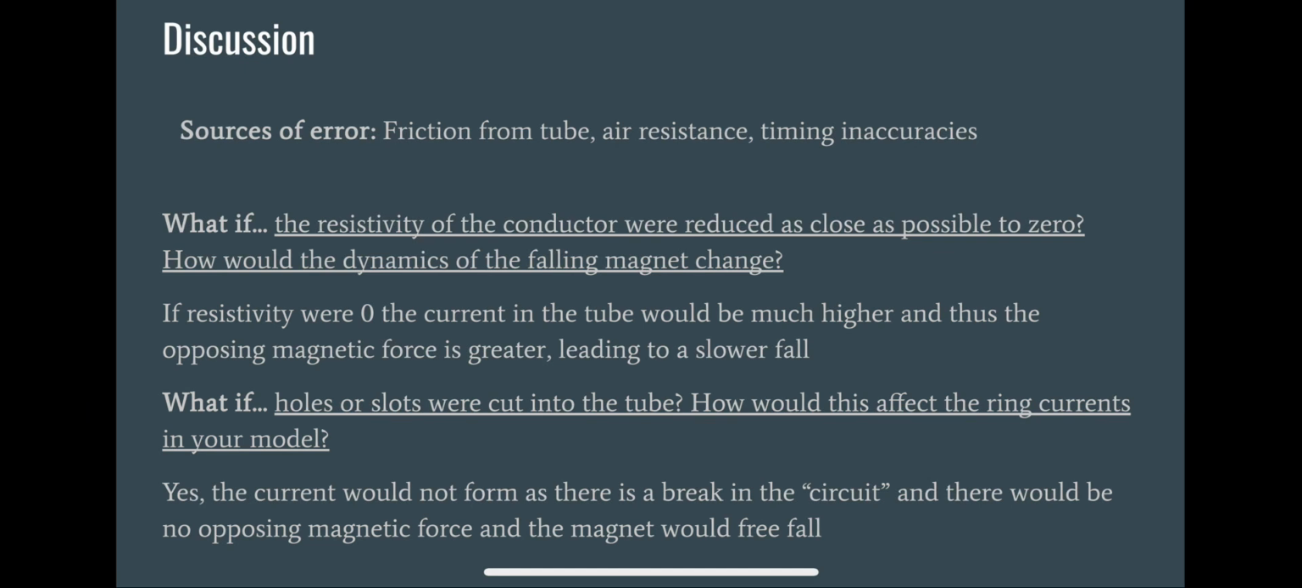And if there were holes or slots cut into the tube, how would this affect your model? Yes, it would affect my model if the circuit is open. So if there were holes or slits in the tube, there would be no flowing current and thus no opposing magnetic force. And then it would just fall. The magnet would fall like it was in free fall, with no opposing magnetic force to slow it down.